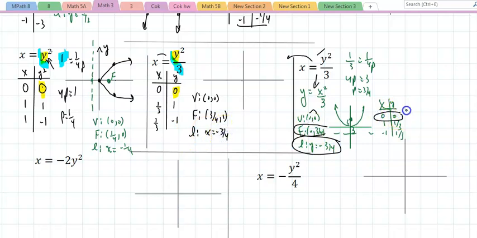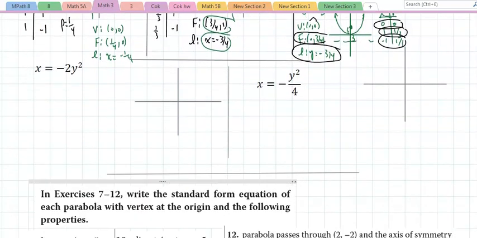You see that point 0, 0? Switch x with y. Switch x with y, 1/3, 1. And switch x with y, 1/3, negative 1. There's the graph. The focus is at 3/4, and the directrix is x equal negative 3/4. You could always do that if you wish. It's a bit more work, but if you're having a hard time with this, it's worth doing.